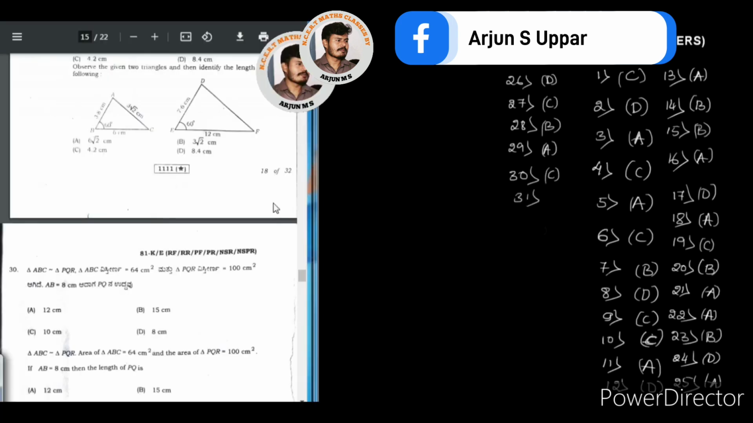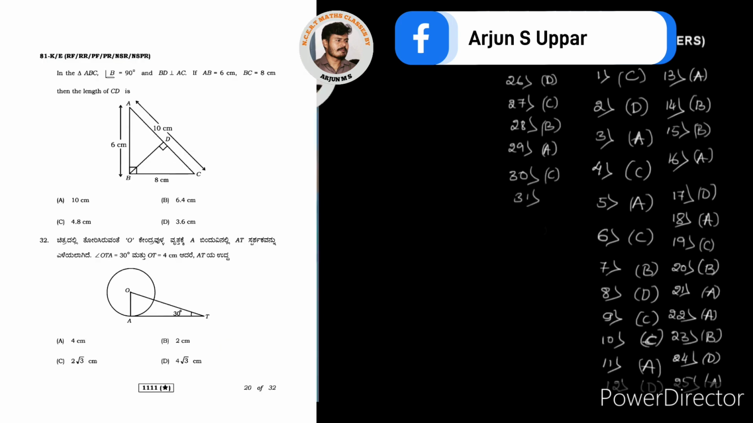Option C. So then 31st question. You just take down the 31st question. This is also a very easy question. In triangle ABC, angle B is 90 degree. BD is perpendicular to AC. If AB is equal to 6 centimeter, BC is equal to 8 centimeter, then the length of CD is. So this particular problem belongs to theorem 2.7. By using this particular theorem, we already find out the proof of Pythagoras theorem, right?